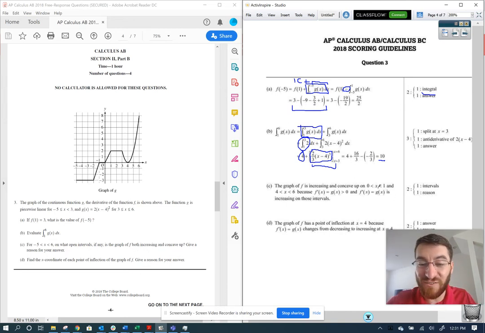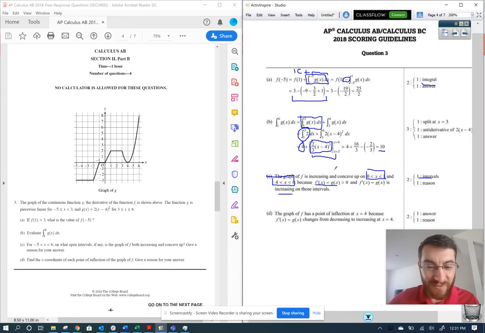We did problems almost exactly like this. So we got your intervals. We got your answers. So 0 to 1 and 4 to 6, because the derivative, which is g, we even showed our work like that, is positive, and the derivative is increasing. Those are buzzwords that we now have memorized. Yay. Okay. Oh, this is so exciting.